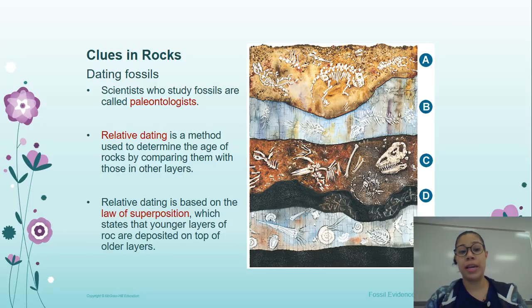And they also can take the rocks and they can date them. So relative dating, they can use radioactive elements and things like that to date the layers. So if we're looking here, layer A is newer than layer B. So if I ask you which organisms are the oldest, you would look down in F. Okay.